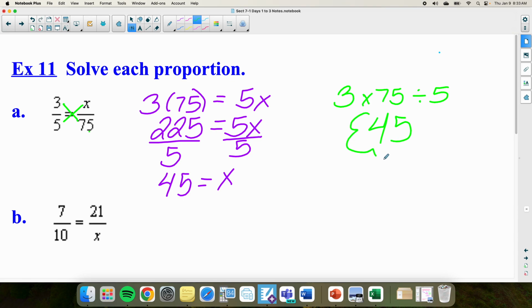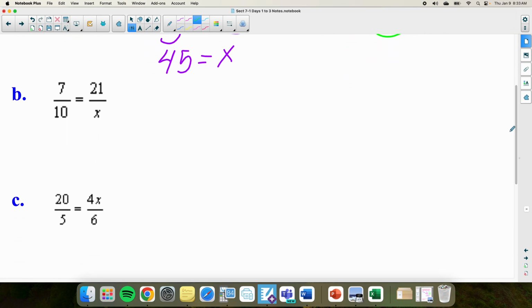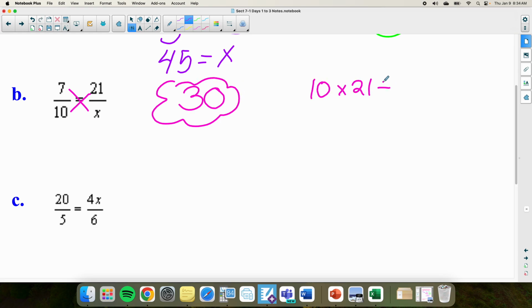On these, you don't have to show work because you can just punch that in, okay? Do you guys get here that you can multiply those two and then divide by 7? So what is that? And this one would work too to use Kyle's way, but what do you guys get for this one? 30, okay? And again, you can just punch in 10 times 21 divided by 7, okay?